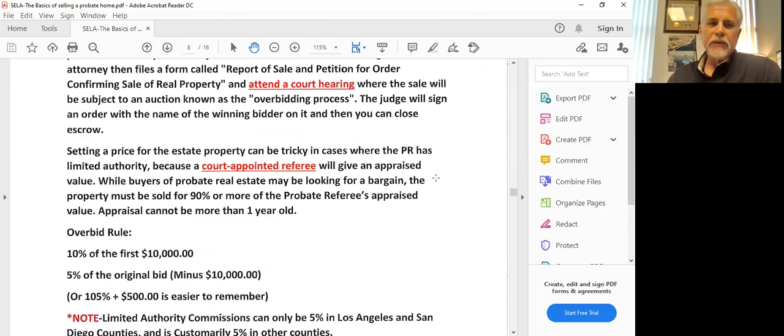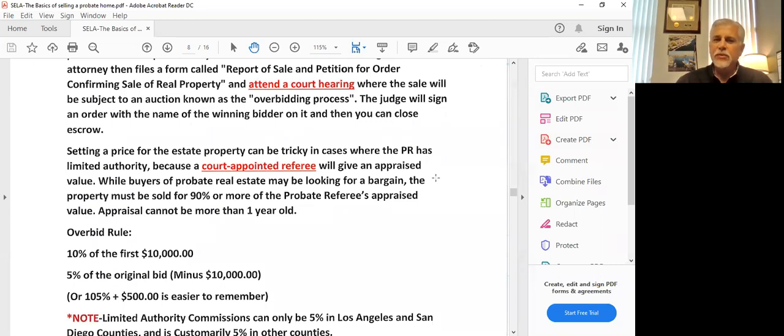The minimum bid. In limited authority, setting the price can be tricky because you're an agent and you do your CMA and say it should be worth $1 million, but then it goes to a court-appointed appraiser referee, and he values the property, since other people don't trust the PR. If it's worth $1 million, he'll value it at $1 million, and it can't sell for less than 90% of that.